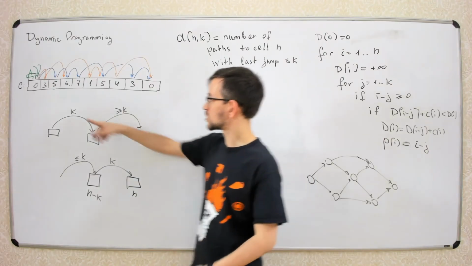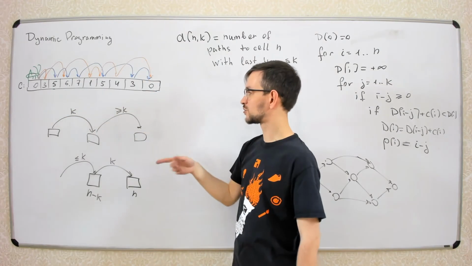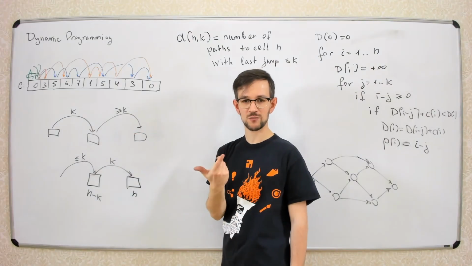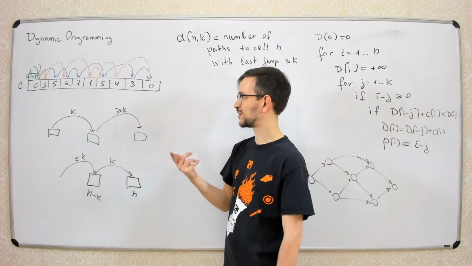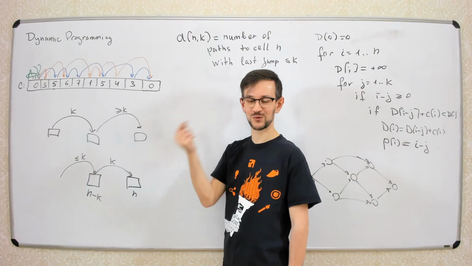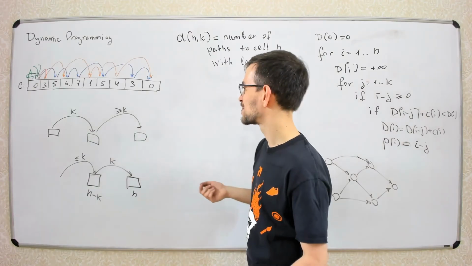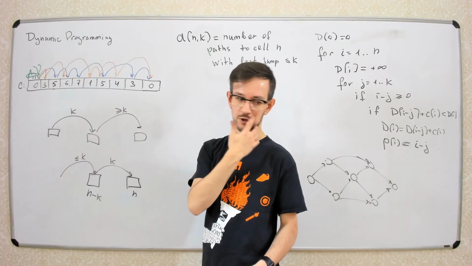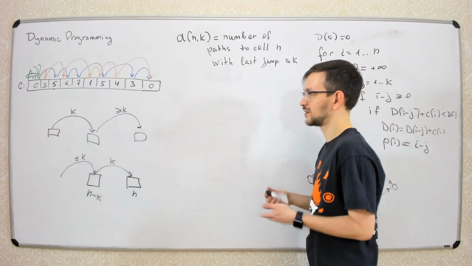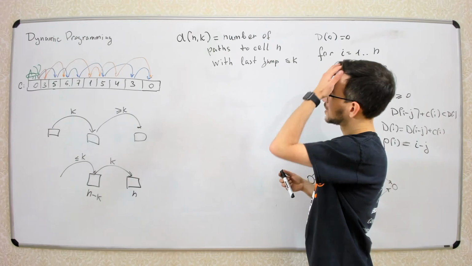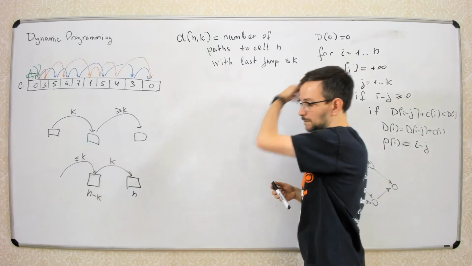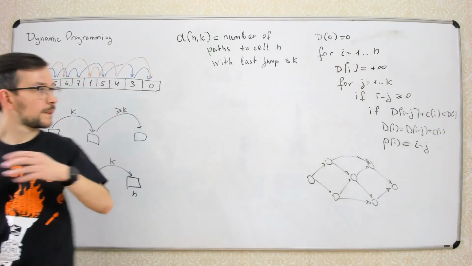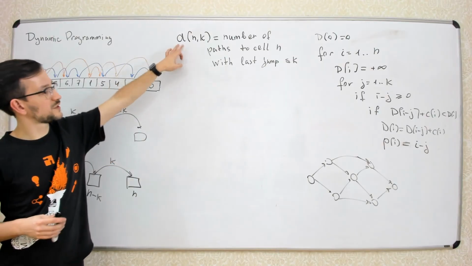Because minimum cost is just jump from here to here. I don't restrict the length of the jump. So the optimal path will be just to jump to the final cell. So it's not that fun. But if you have negative numbers here, it may be fun. But if all numbers are positive, it's kind of strange. Now, how to calculate this number?